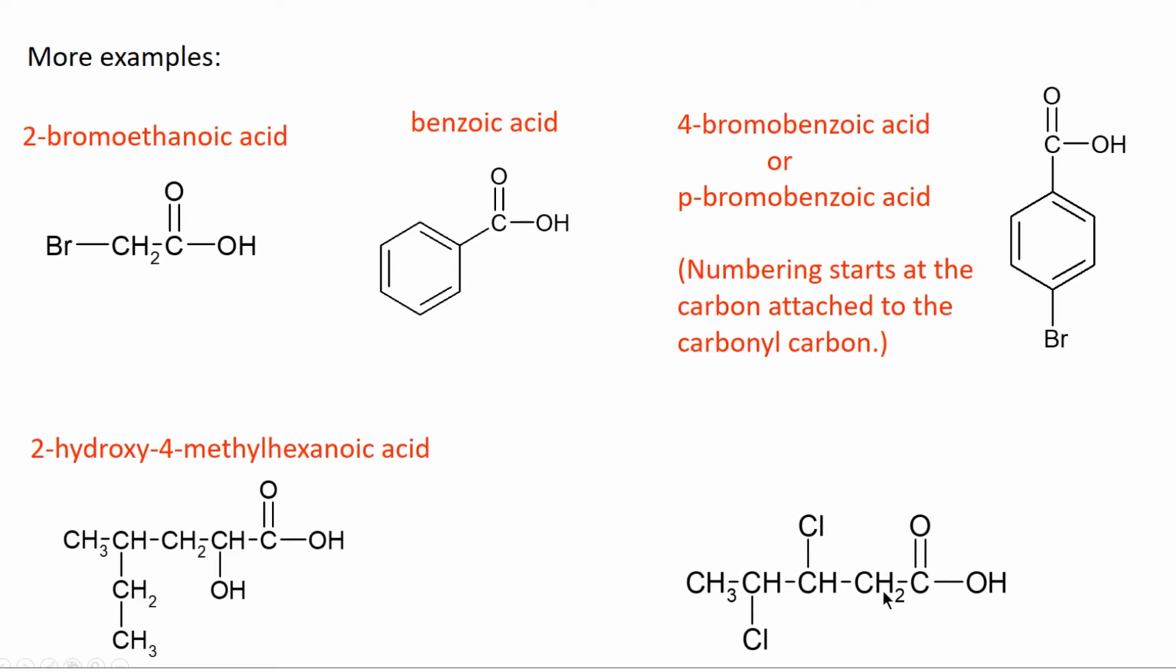Here's another example. 1, 2, 3, 4, 5. So 5 is pentane. Drop the E, add oic acid, pentanoic acid. This guy has to be carbon number 1. So 1, 2, 3, 4. So we have 3,4-dichloropentanoic acid.